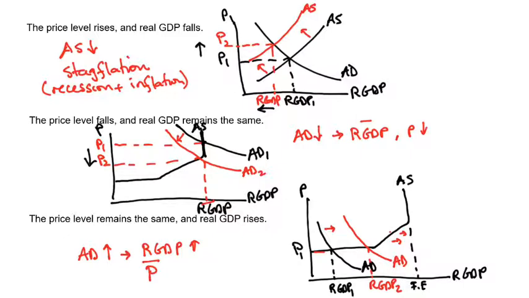But when we're operating on the Keynesian range, when we're far away from full employment level of output, an increase in aggregate demand is not going to increase prices. And that is, of course, consistent with the Keynesian fixed prices. Prices are fixed in the short run. As the real GDP increases, the price level remains the same.